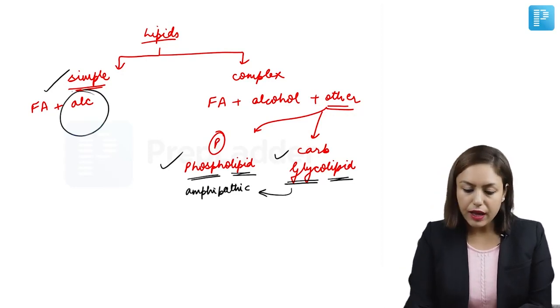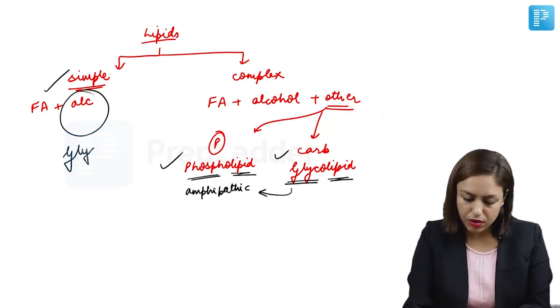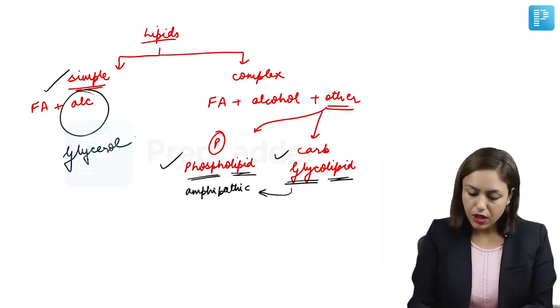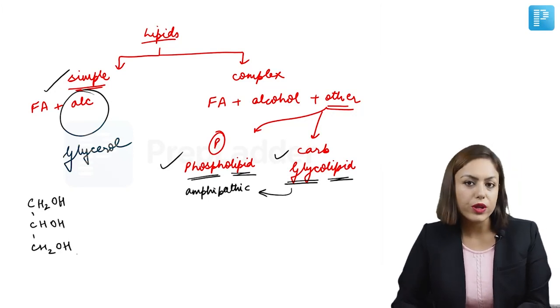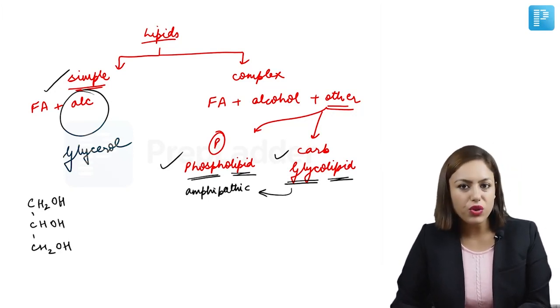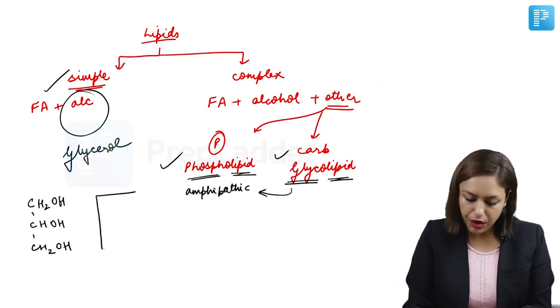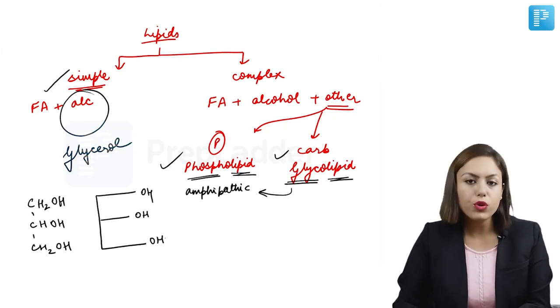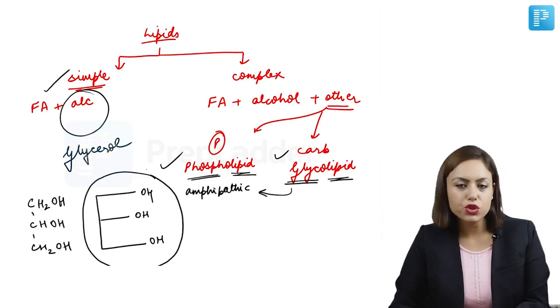Now let me tell you what the alcohol is. The main alcohol in lipids is glycerol. The structure of glycerol is CH2OH, CHOH, CH2OH. This is a structure with 3 carbons and 3 hydroxy groups. So I will use the symbol of the alphabet E and put OH on each arm. This is a simplified symbol of glycerol we will be using to make the structures.